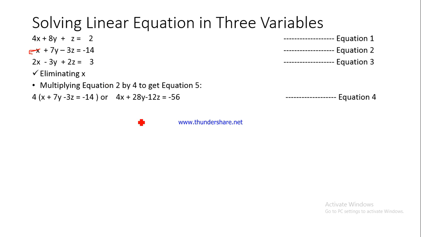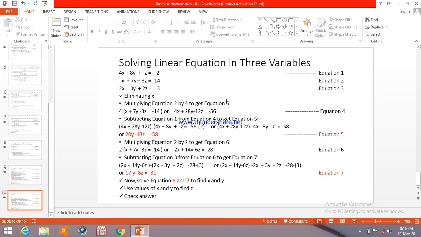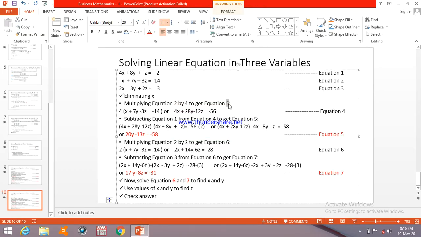So again, there are slight proofing errors here, I must say. Multiplying equation 2 by 4 to get equation 5. Actually it is equation 4 here. So just let me make this correction here, and then I suppose there would be an error here as well. So I'm making these corrections.